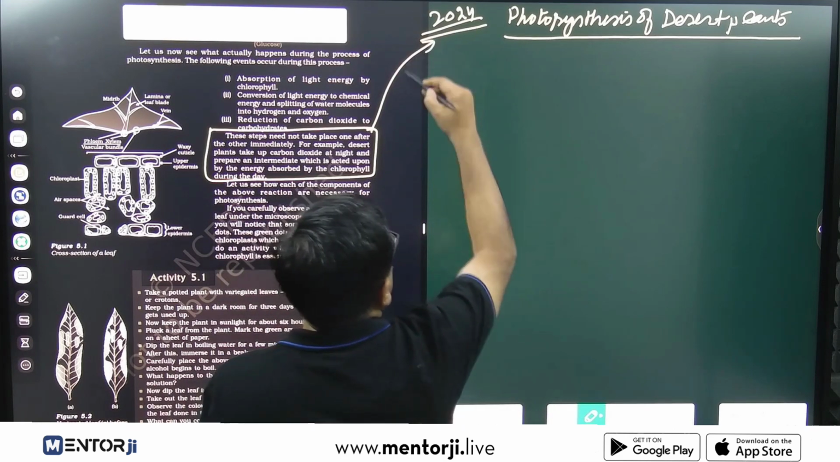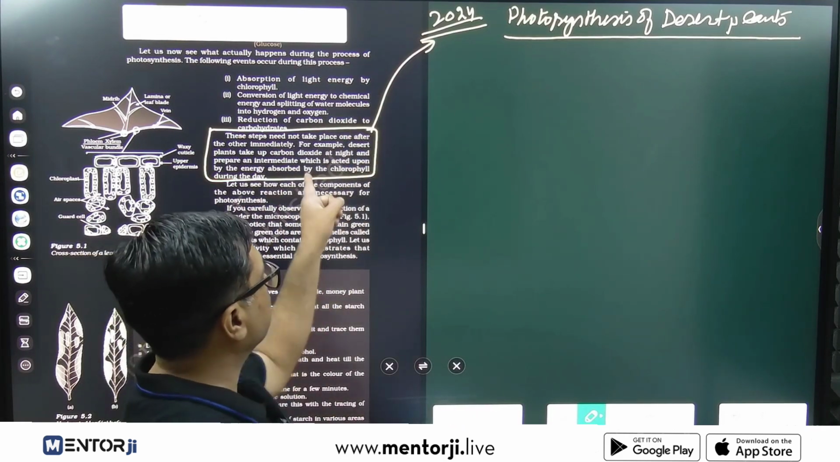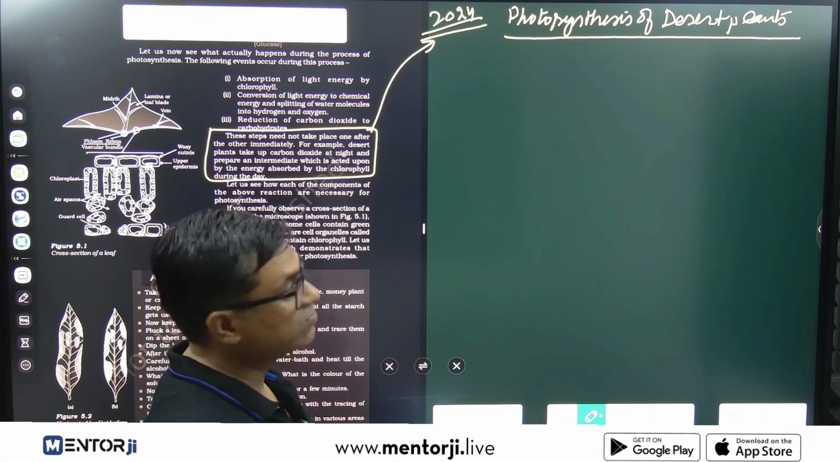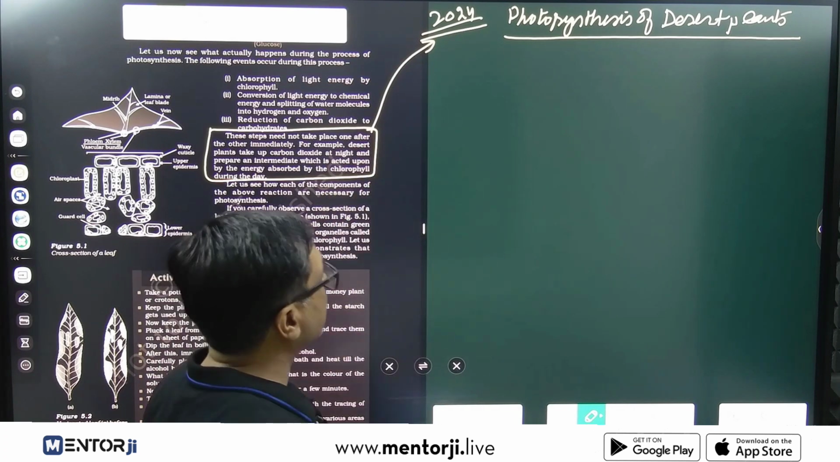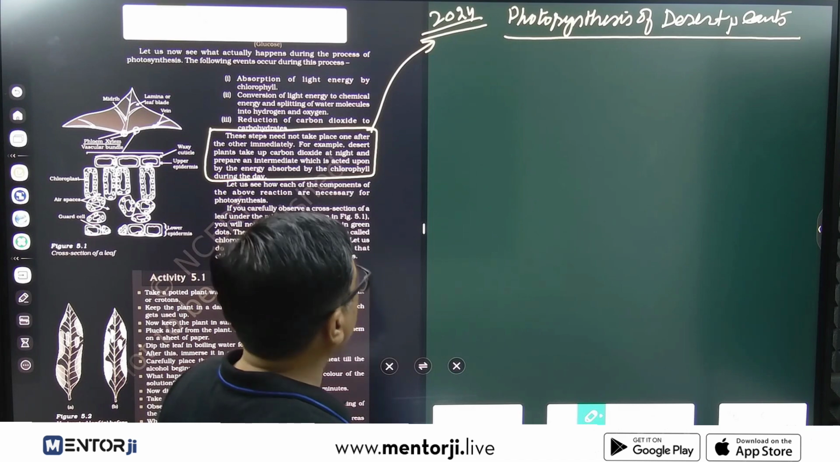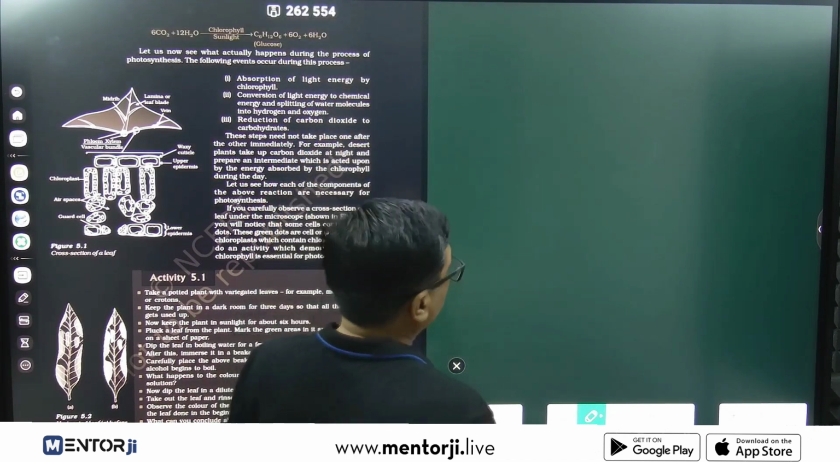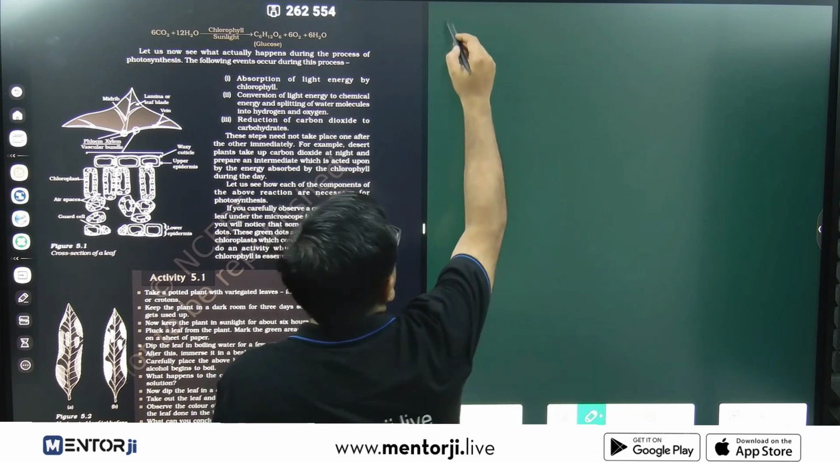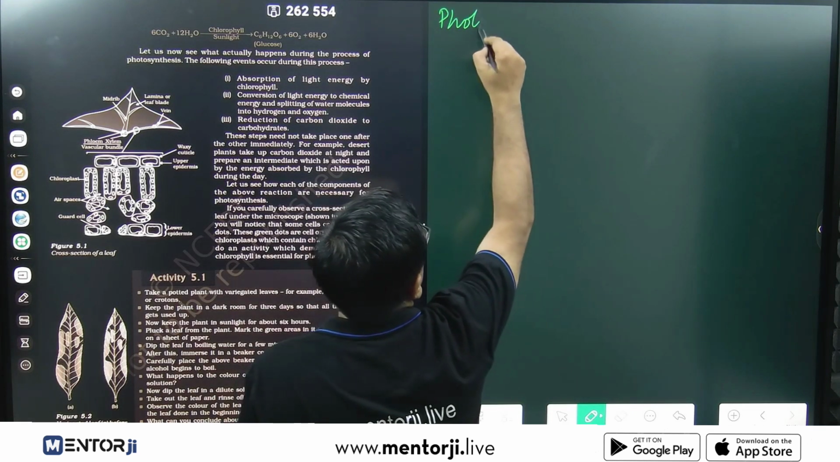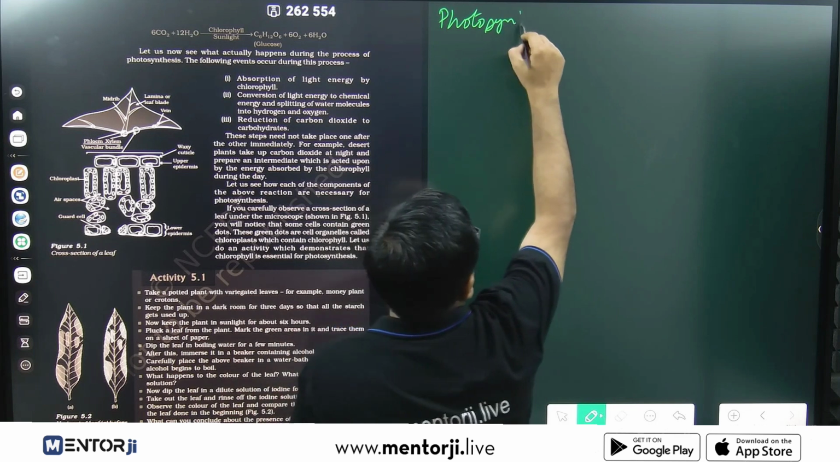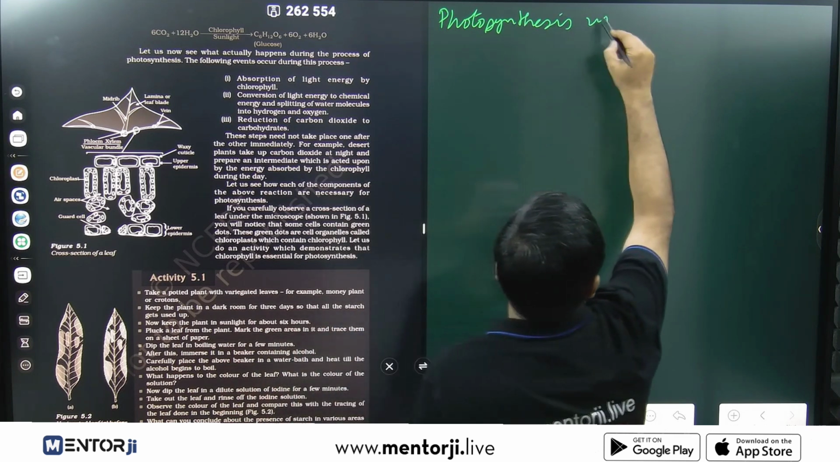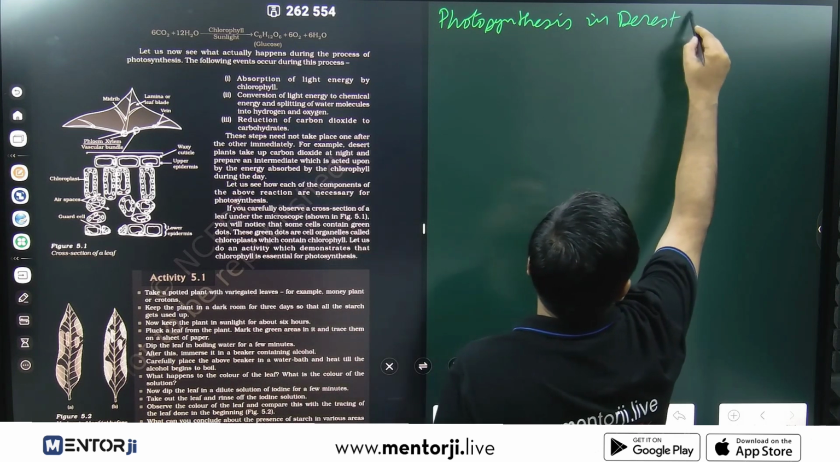So this is the basic, this is related to this paragraph. So that's why I am indicating that. Please mark this, then I will proceed. So this is very important. So let's start this. Photosynthesis in desert plants.